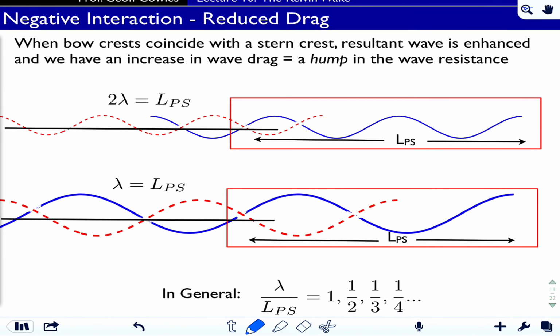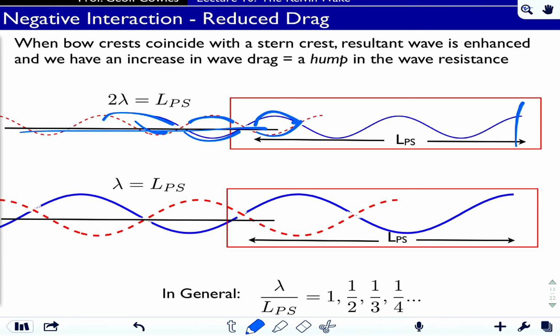Reduced drag. So for reduced drag, we're looking for the opposite scenario. We want peak to trough. We want the peak of the bow wave interacting with the trough of the stern wave. They're completely out of phase, and this will produce a cancel wave. You add these two waves together, you get nothing. How do we do that?